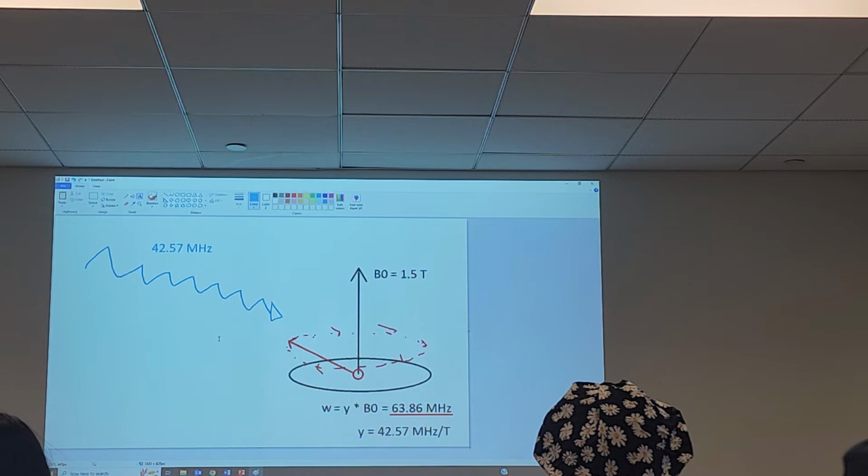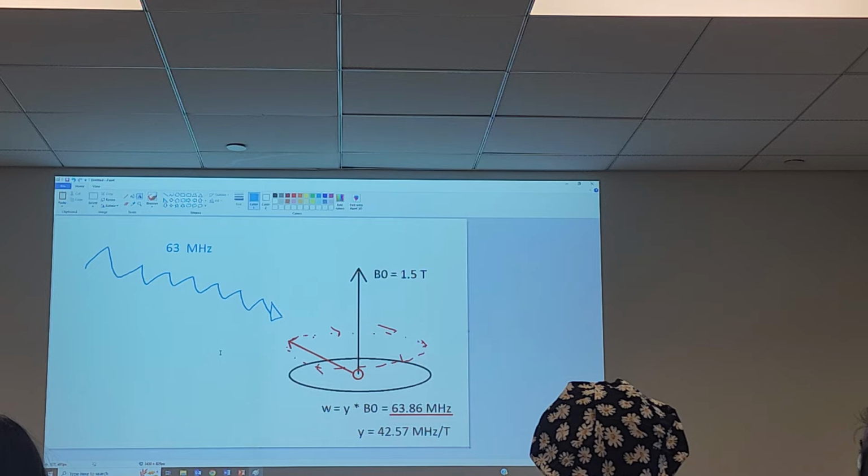Am I going to have resonance? Will these two resonate? Why not? They're not the same. All right. What if I bump this up to 60 megahertz? Are they going to resonate? Getting closer. All right, getting closer. What if I bump this up to 63 megahertz? Will they resonate? Maybe. We're getting closer, but it's not there yet.